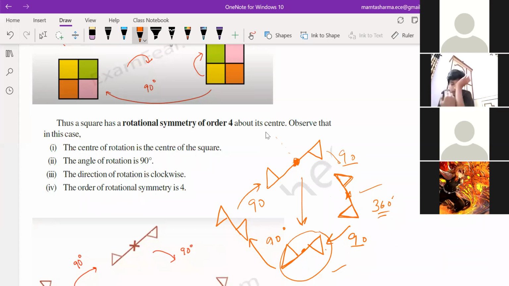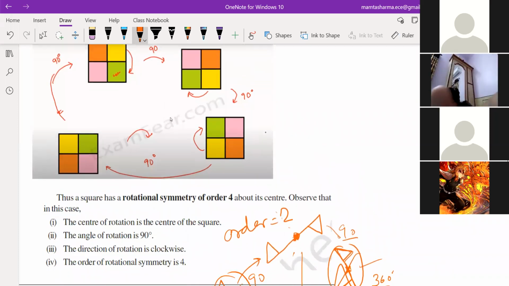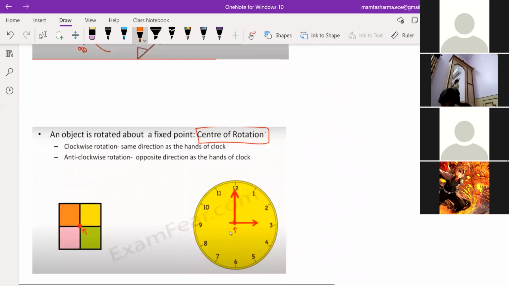360, ma'am. So how many times is it looking same as the original one? Only 2 times. They are not same as the original figure. Only 2 times we are getting the same figure. So the order of symmetry would be 2. The order of symmetry would be 2.